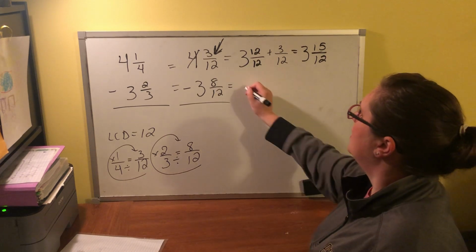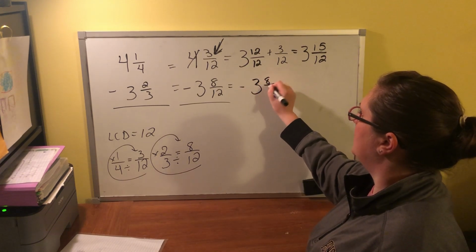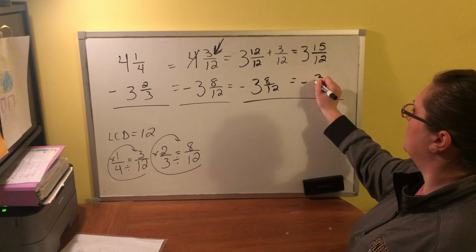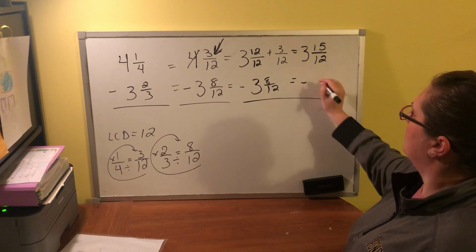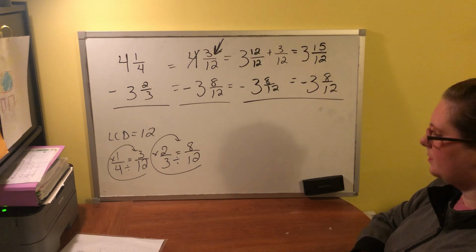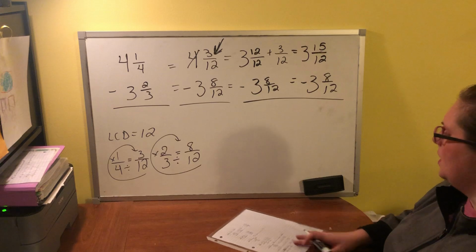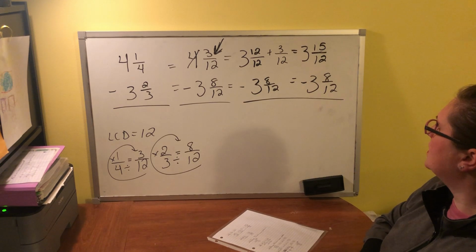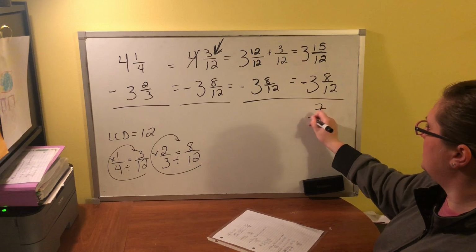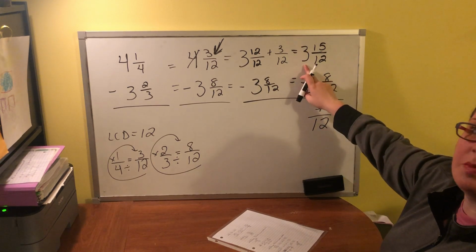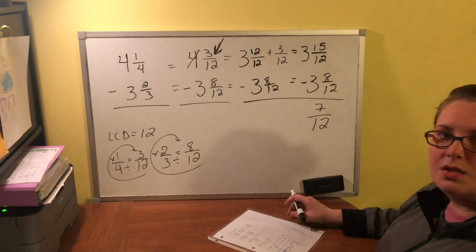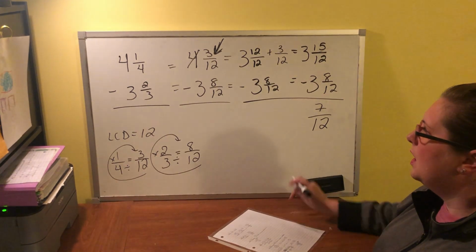All right. We're still subtracting our 3 8/12. Minus our 3 8 over 12. There we go. Looks better. I have terrible handwriting. Okay, so now we can go ahead and subtract. So I can do 15 minus 8 to give us 7, stays over 12. Now the whole numbers, 3 minus 3 is 0. So 7/12 is our final answer, okay?